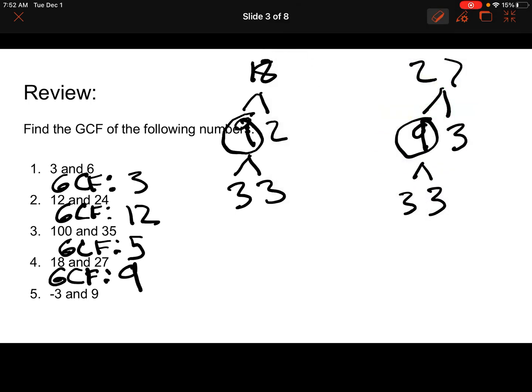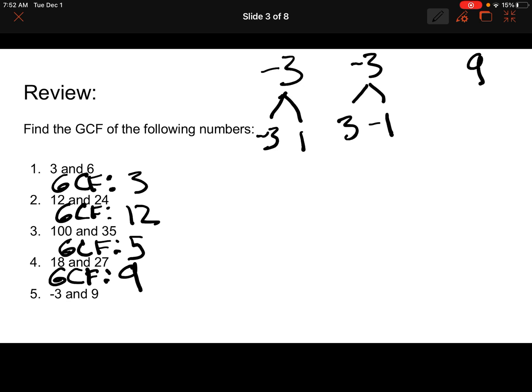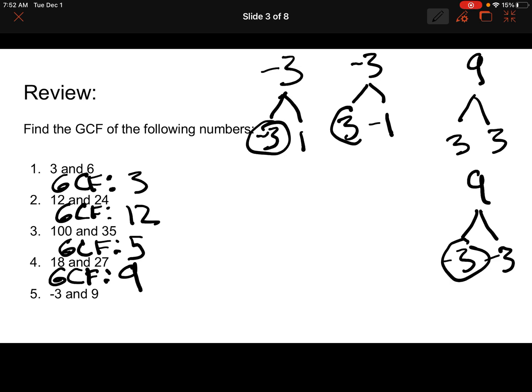Now let's look at our last one here, -3 and 9. This one's a little bit confusing because we have multiple GCFs, kind of. You'll see what I'm talking about. -3 is divisible by -3 and 1, but it's also divisible by 3 and -1, right? Because 3 times -1 is -3, and also -3 times 1 is -3. That's because we have a negative sign there. So 9 is divisible by 3 and 3, but 9 is also divisible by -3 and -3. So that means our GCF here is -3, because we could match these up here, and also 3.